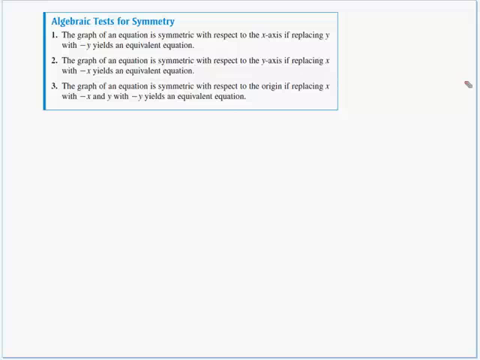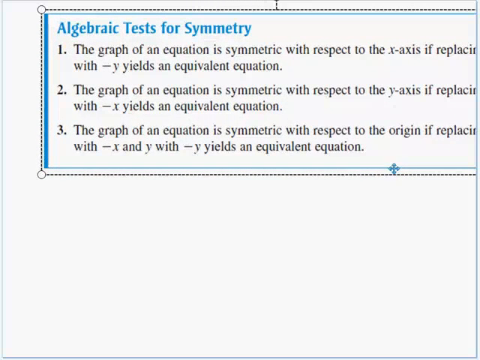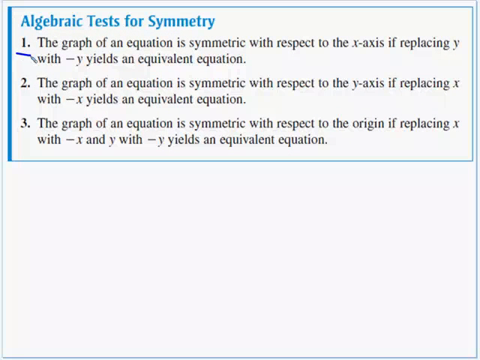Now, what if you don't have a graph, and what if you don't have a table? Well, luckily, there is an algebraic test for symmetry. Number 1, the graph of an equation is symmetric with respect to the x-axis if replacing y with negative y yields an equivalent equation, or the same equation.